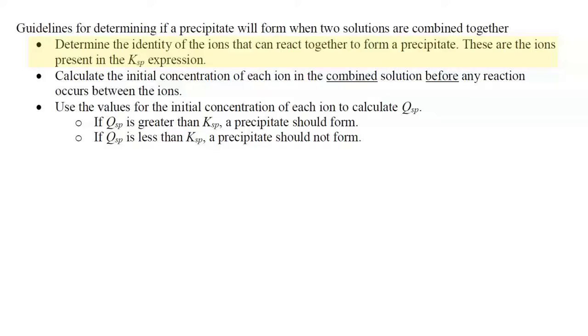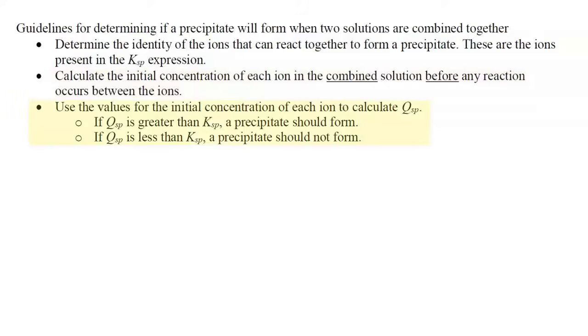So it will not be a compound that contains any of those soluble spectator ions. So not sodium or nitrate or ammonium or potassium. Once you've identified the ions, then those ions should be present in the KSP expression. Calculate the initial concentration in moles per liter for each ion in the combined solution before any reaction occurs.